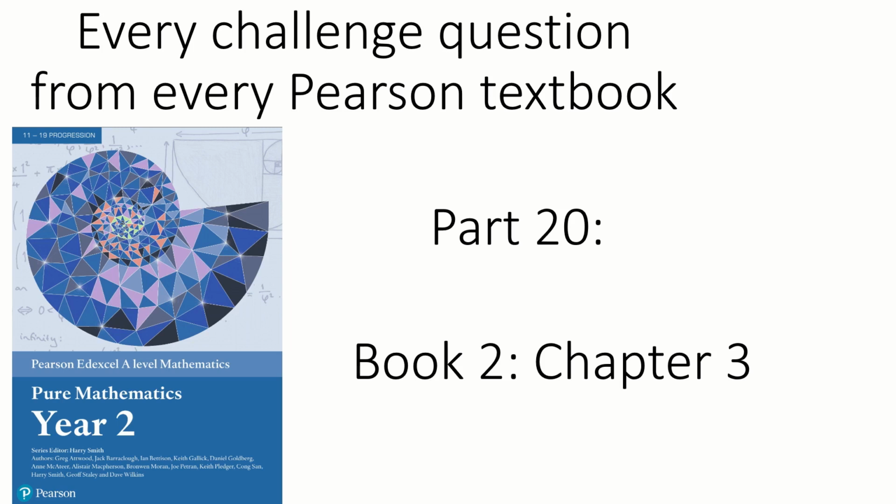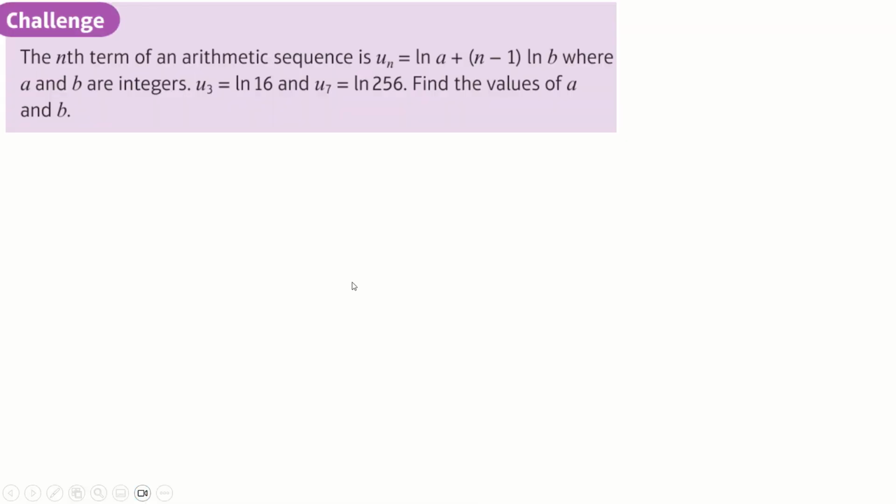Every challenge question, chapter 3 of book 2. This chapter is about the series chapter. So the nth term of this is this, u3 is this, u7 is this.